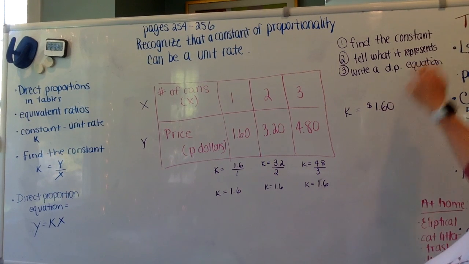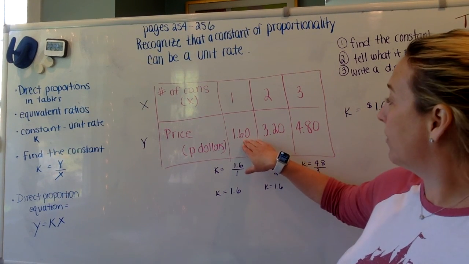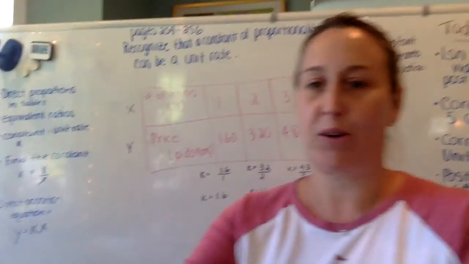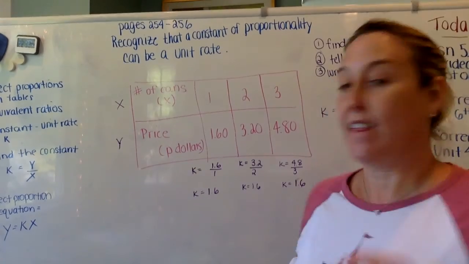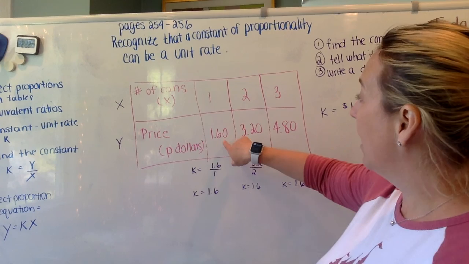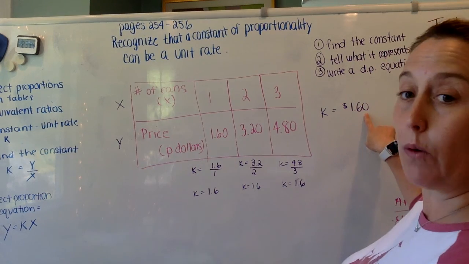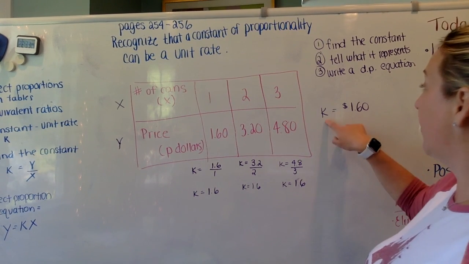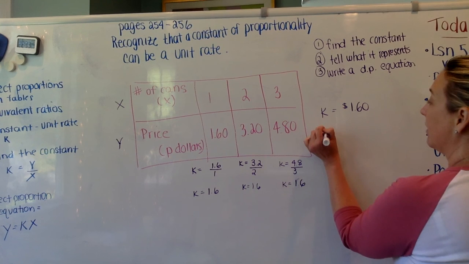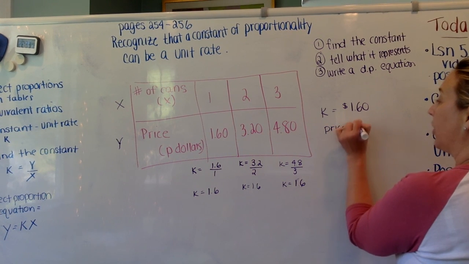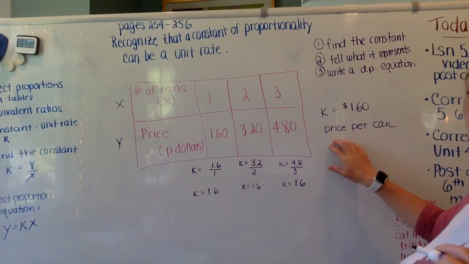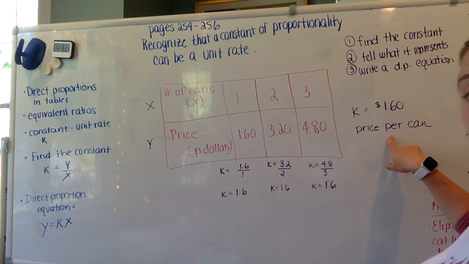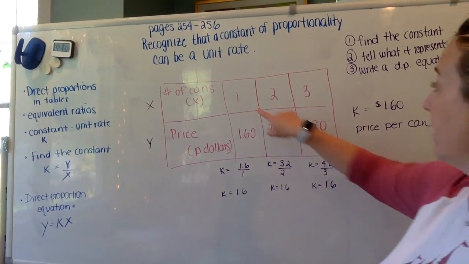So what does the constant mean here? What does it represent? The constant represents that your total price is going to go up by $1.60 for each can that you buy. I literally just threw my marker across the room. Sorry about that. So K is representing the price per can. Remember, we talked about K, the constant, being the unit rate, and here it's proving it. In this example, K represents the price per can.